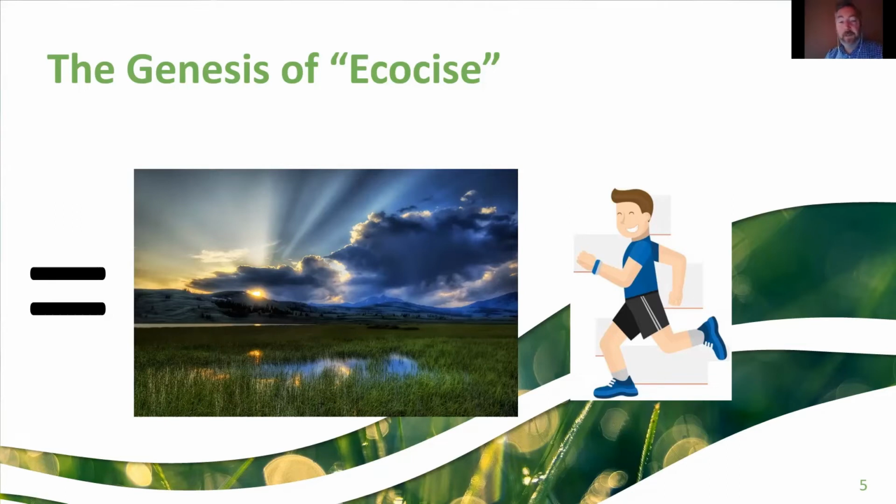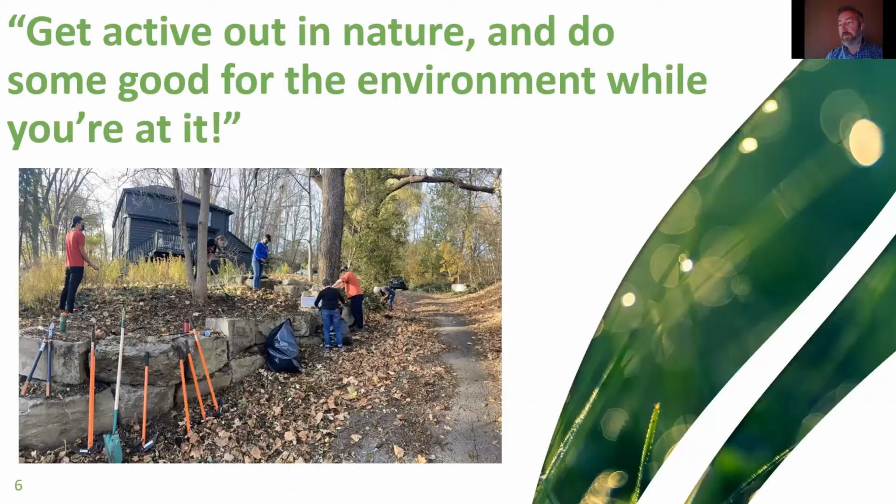We received some funding in 2020 thanks to a Hamilton Conservation Foundation grant, and we've been expanding those events over time. Some of the species we've targeted: Japanese knotweed, multiflora rose, honeysuckle, English ivy, privet, buckthorn, Japanese barberry, the list goes on. The motto that we have for Ecosize is get active out in nature, do some good for the environment while you're at it. I think that's a pretty good summation of what we're trying to do.